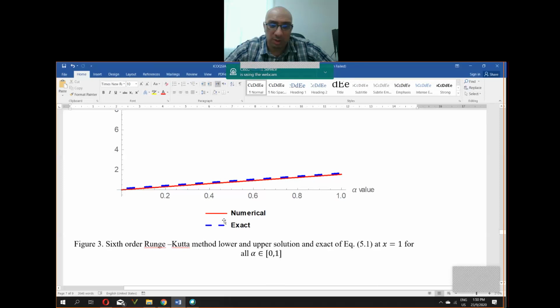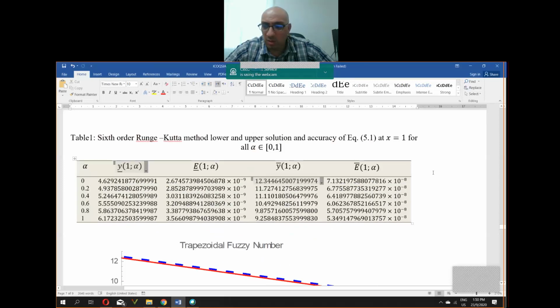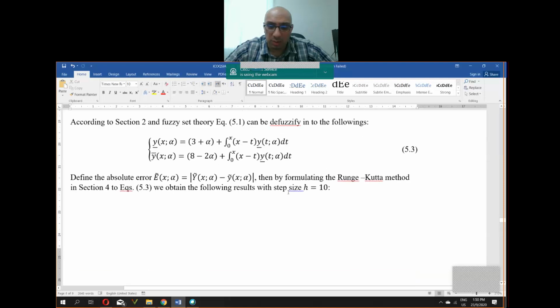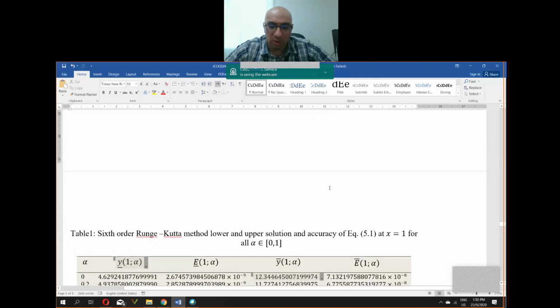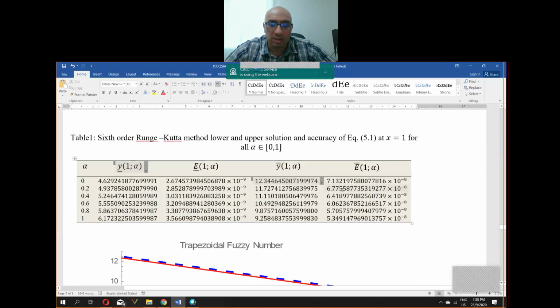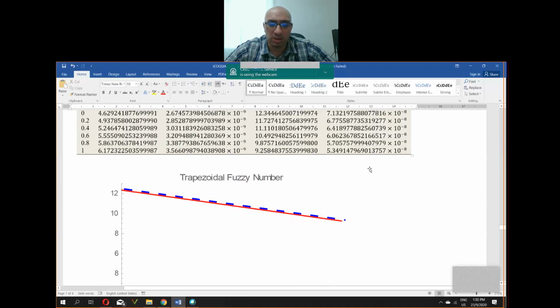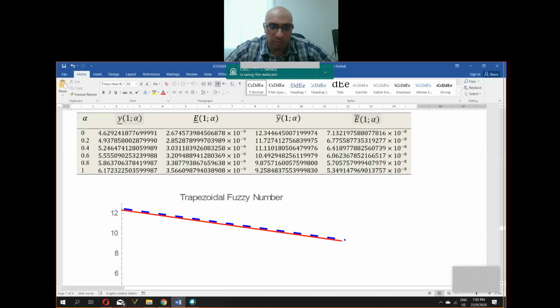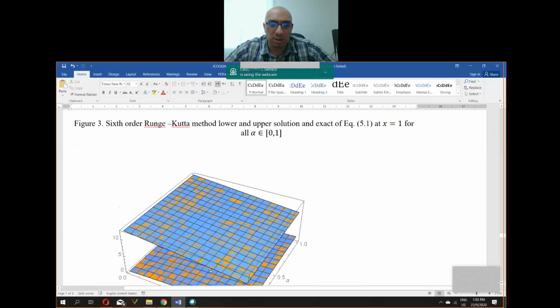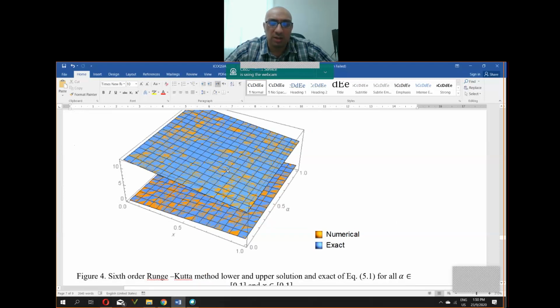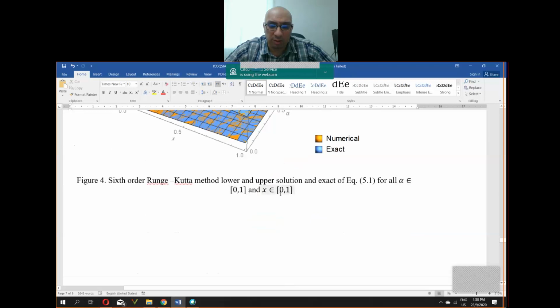Trapezoidal fuzzy number form: this is the numerical solution, and this is the exact solution in the blue line. As we can see, with a step size of 10, we obtain a sufficient solution when x equals 1. The error was pretty good with only 10 steps, and this plot proved that our solution is correct and follows the fuzzy number when x equals 1. The 3D solution is a proof that our solution under the sixth-order Runge-Kutta method satisfies the fuzzy trapezoidal number for the whole given interval between 0 and 1, and for all the alpha level sets between 0 and 1.